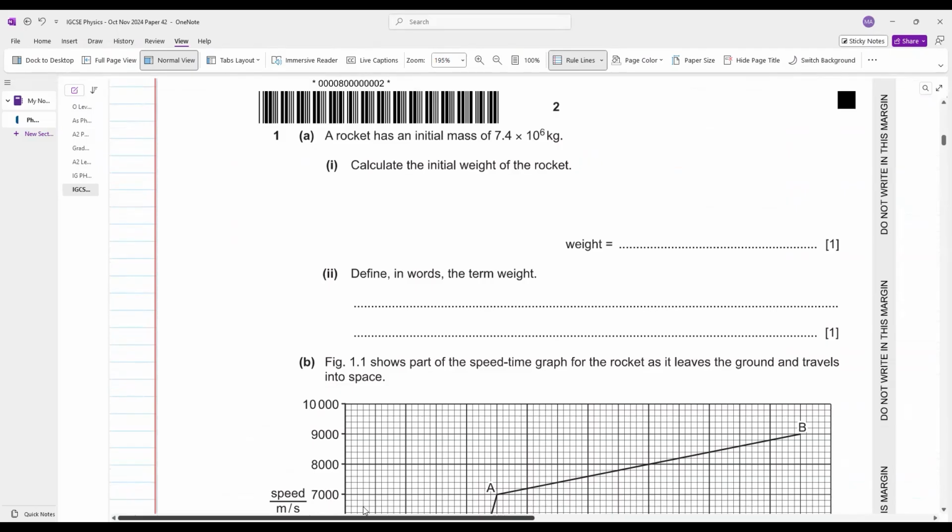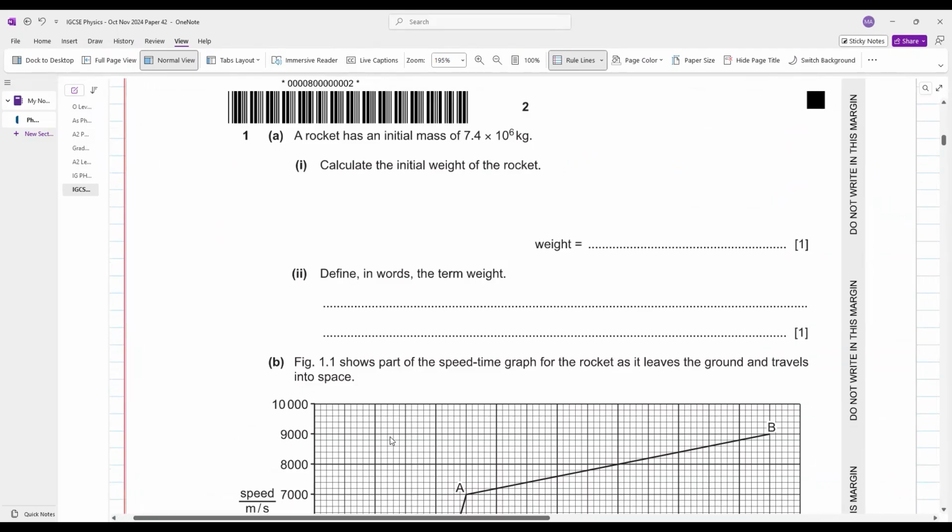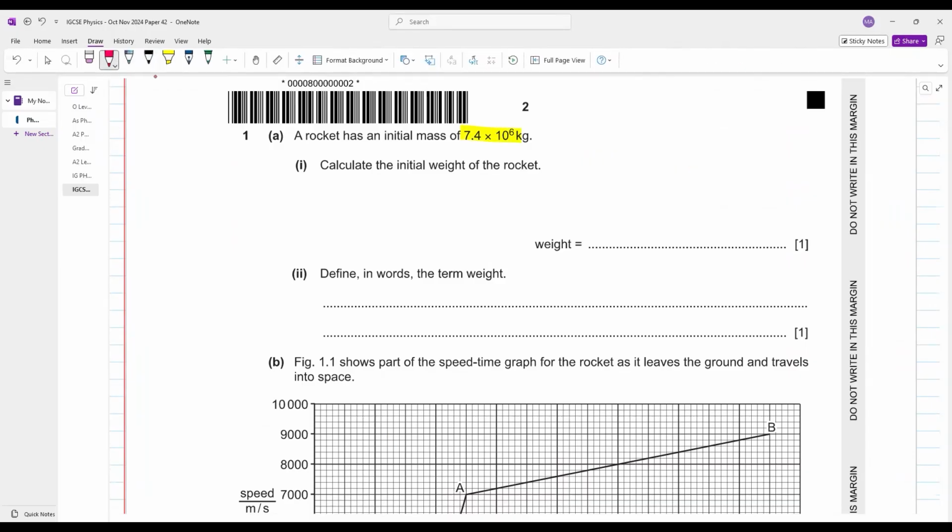Okay. So you have a rocket that has an initial mass of 7.4 into 10 raised to the power of 6 kg. You have to calculate the initial weight of the rocket. How will you do that? Weight is equal to mg.